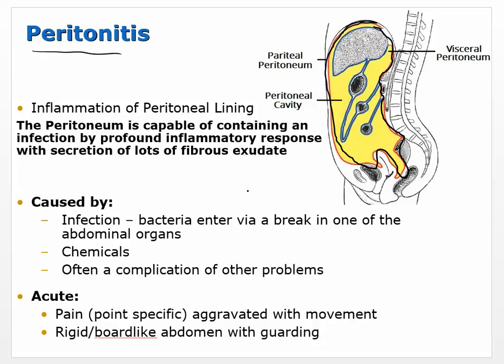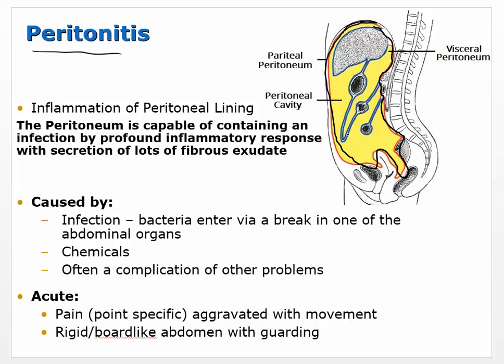And the reason it happens is that the peritoneum is capable of containing an infection by a profound inflammatory response with secretion of lots of fibrous exudate. Okay, so it's going to notice that something is leaking in, and it's going to start to launch that inflammatory response. So it's caused by infection, mainly.